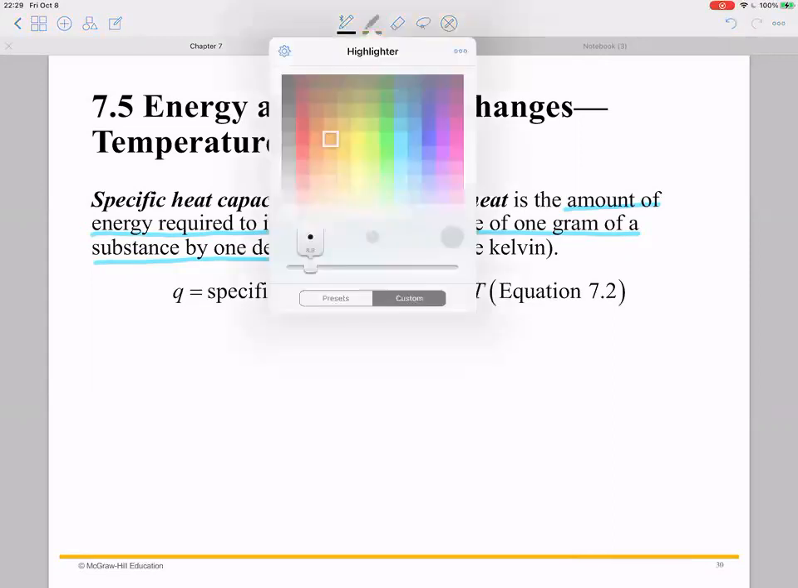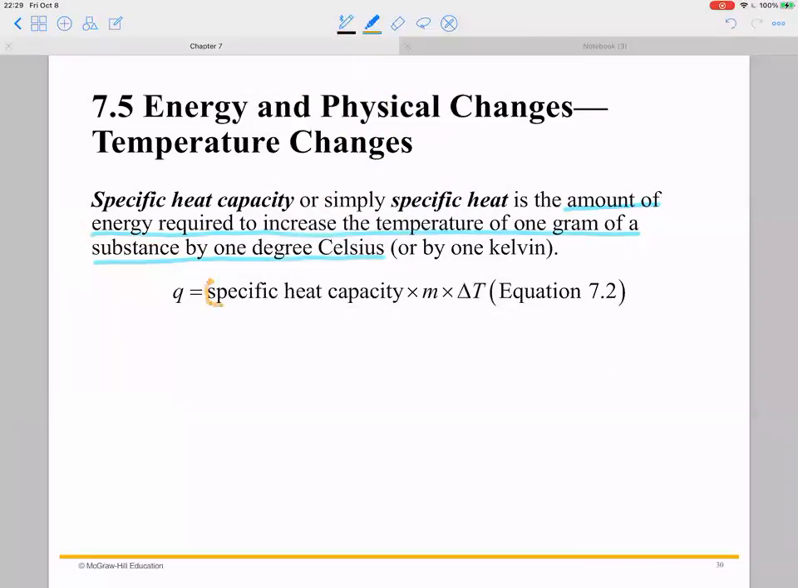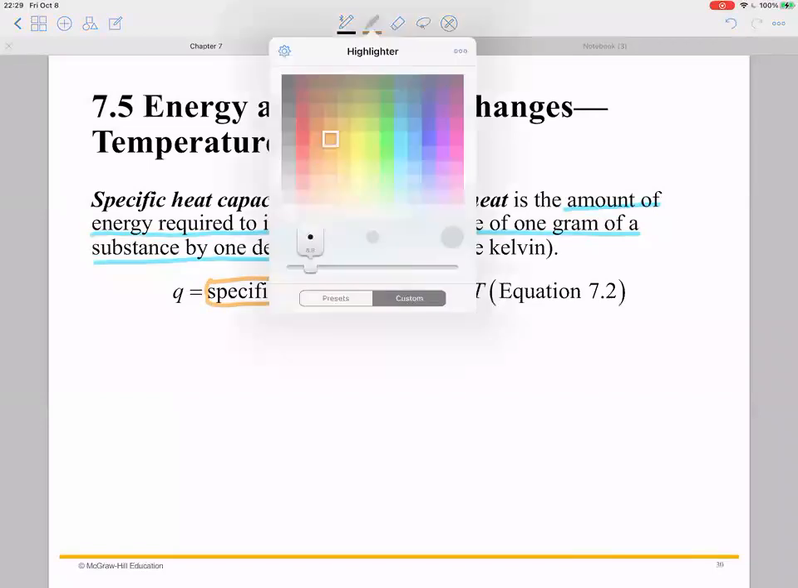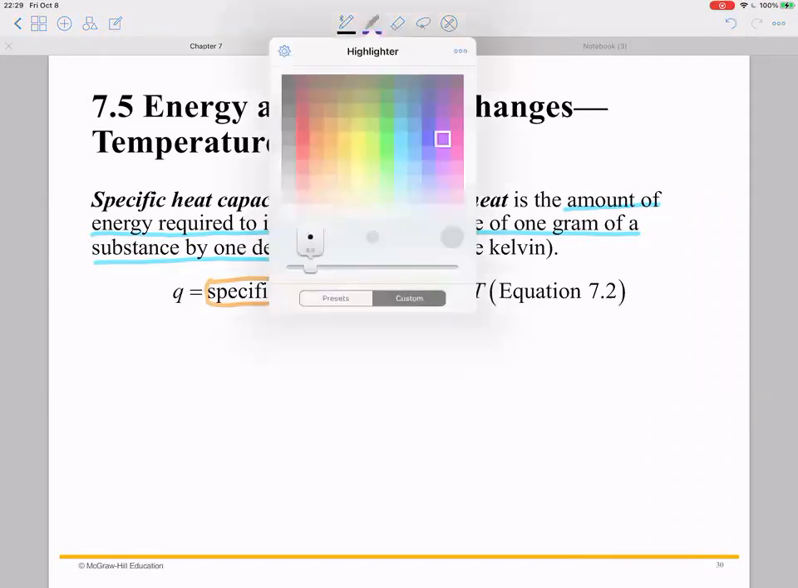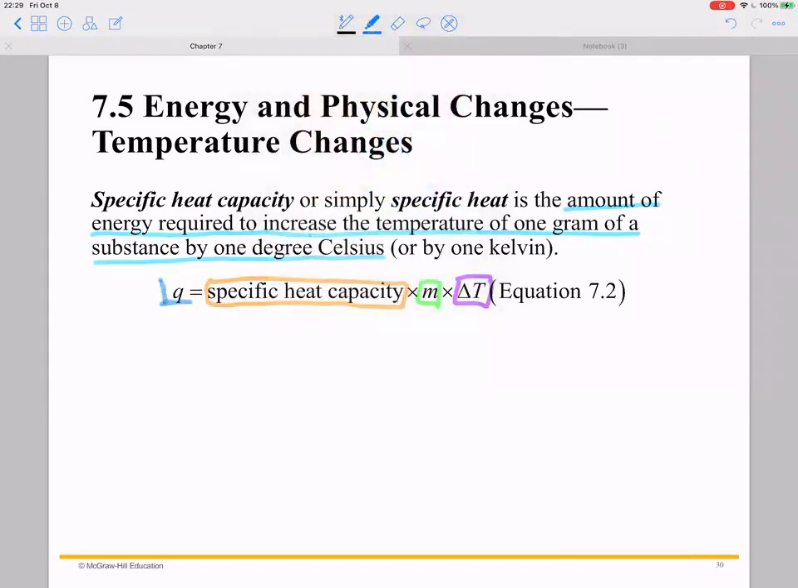So from this concept, we get this equation here, where our specific heat capacity, and this is going to be a number that we're going to look up for each substance. So water is going to have a specific heat, iron is going to have a specific heat, gold's going to have a specific heat, et cetera, et cetera. So specific heat capacity, which is again a number we're going to look up, times the mass times the change in temperature is going to be equal to Q, which is the amount of energy. Okay, so the m is mass, and delta T is the final temperature minus the initial temperature.